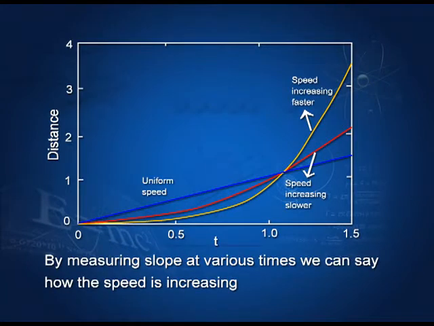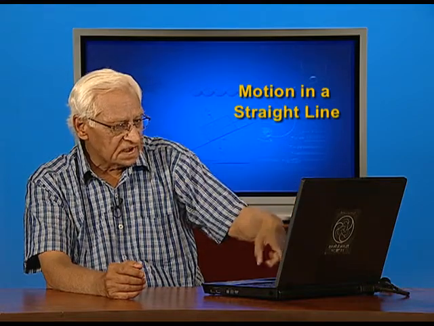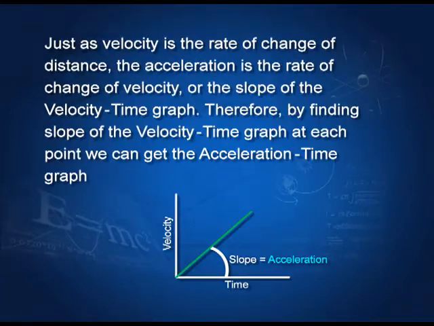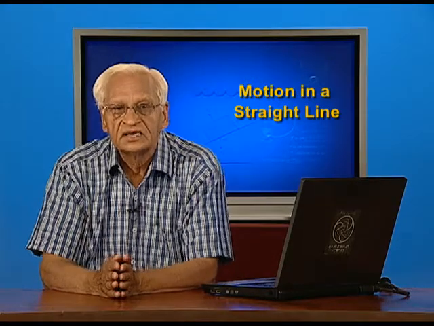If we can read the various slopes at various times, then we can say whether the speed is increasing or decreasing. In this case, this blue line is uniform speed, where this red and dark line, they are showing the speed is increasing. On the dark line, of course, it is increasing faster because the slope is increasing. Let us repeat again distance time graph. The slope of this graph shows us the velocity. Now, if we have velocity time graph, then the slope of this graph would show us acceleration. Why? Because velocity by time is acceleration.